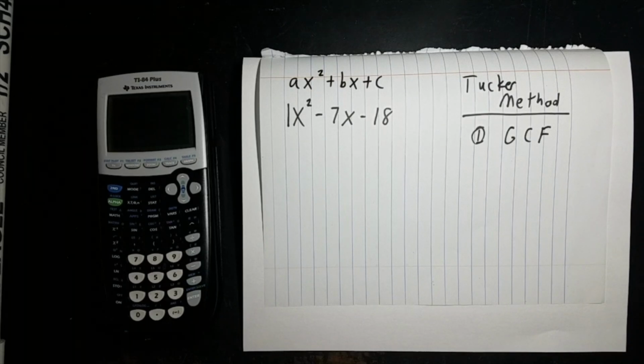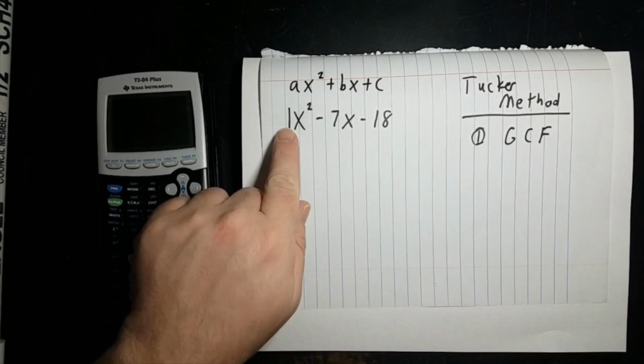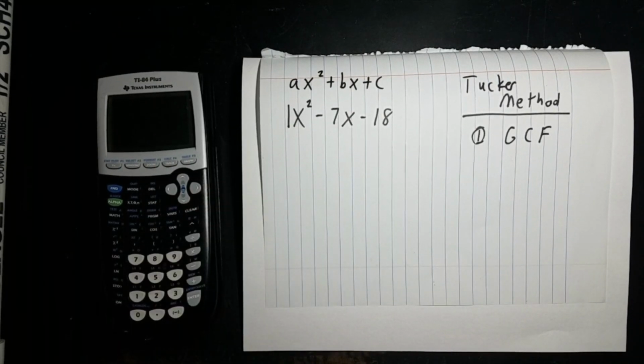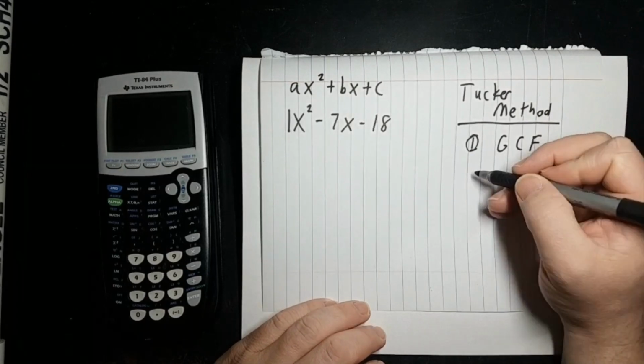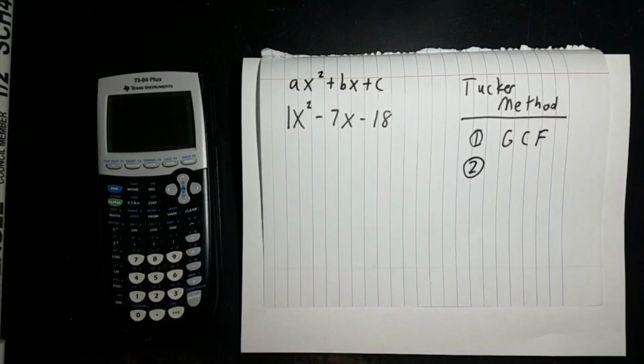If you have a GCF that is not 1, you have to make sure that you double check to see if you can take anything out. Sometimes you can, sometimes you can't. Especially if that a term is a negative 1, you better believe you got to take out that negative 1. We need our a value to be positive. But since we can't do anything, we move on to step 2.